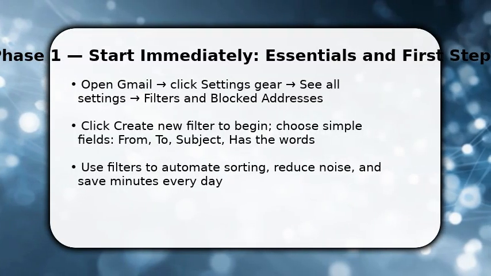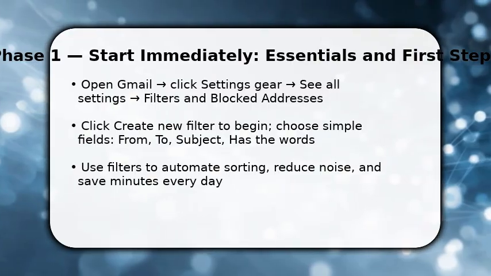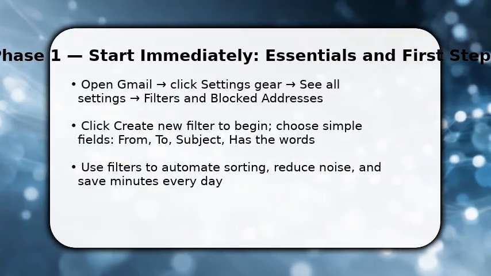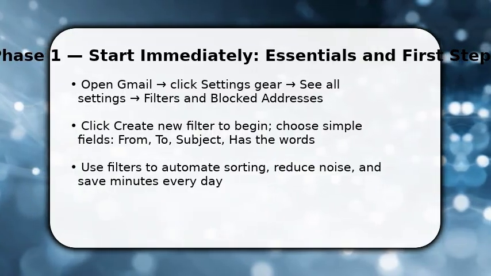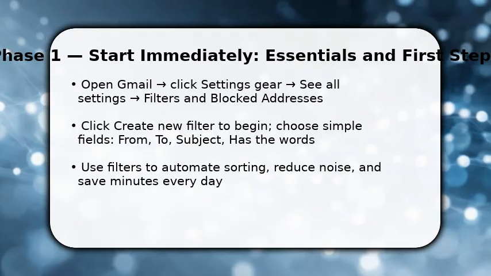You begin in Gmail settings. Click the gear, choose See All settings, then Filters and Blocked Addresses. Once done, click Create New Filter. This is the first action that actually builds automation.